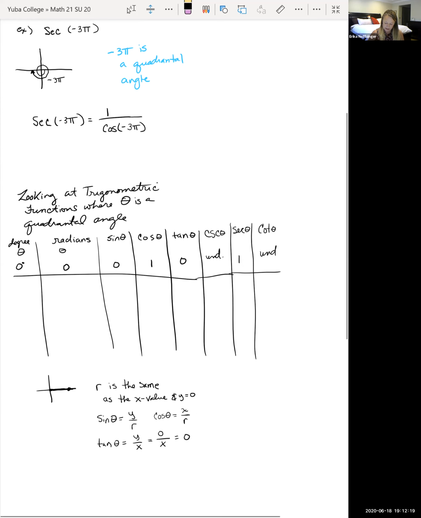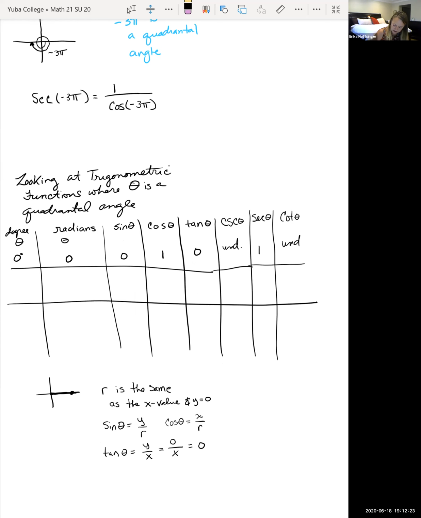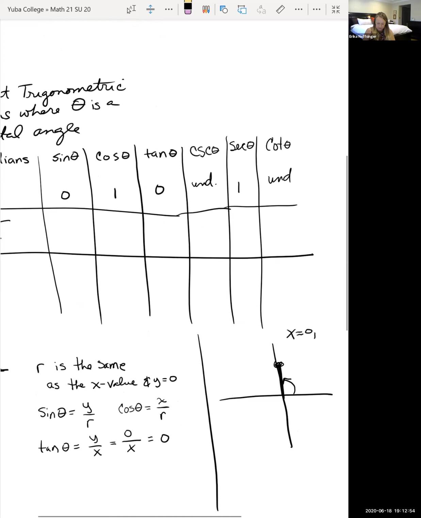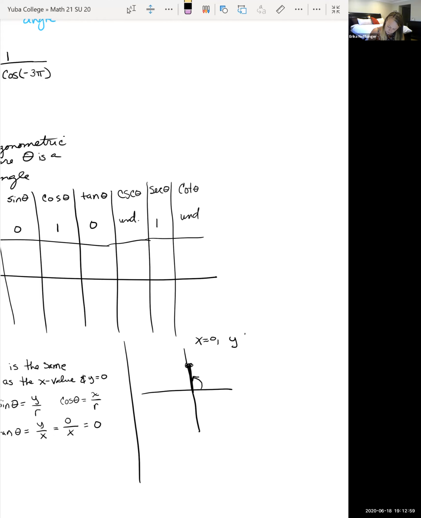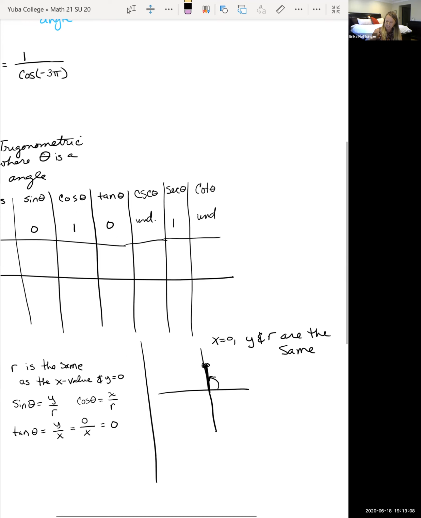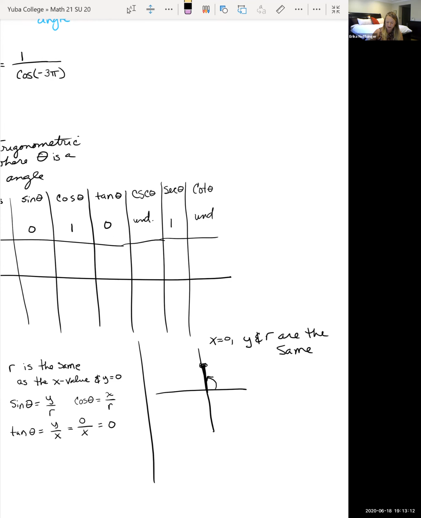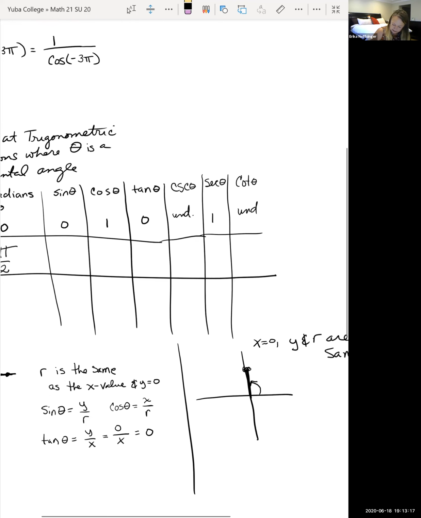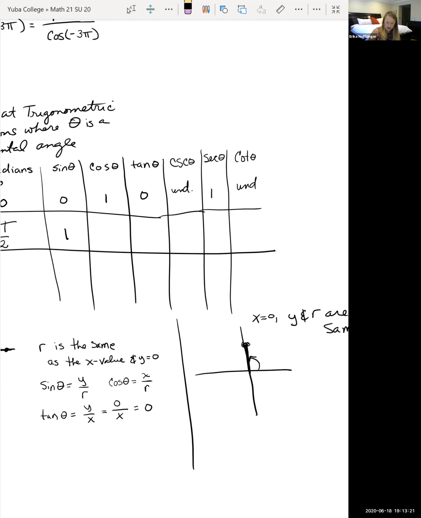We can do the same thing with the other angles. If we go to 90 degrees, that gets us up to the positive y-axis, which is pi halves radians. It's a little different when you're on the y-axis. Your x value equals 0 here, and your y and r values are the same. Sine is y over r, so sine of 90 degrees is 1. X is 0 here, and so cosine is 0.